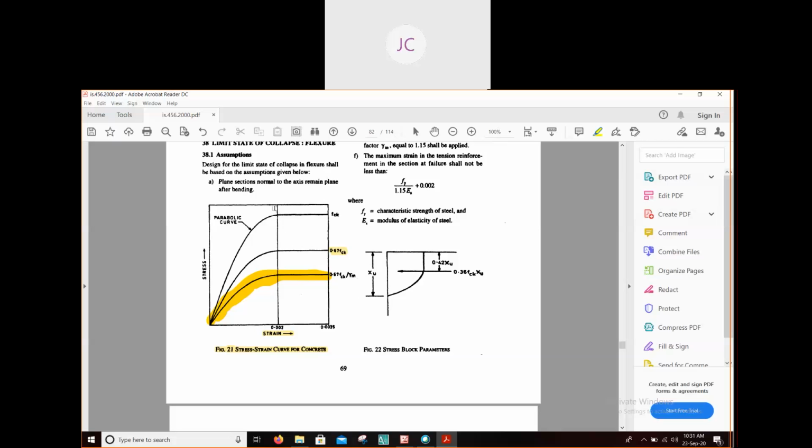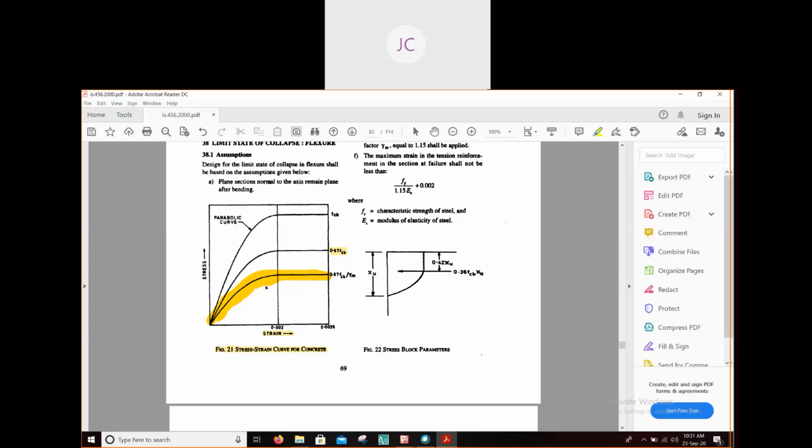Okay, so now what does this line mean? Up to this point you will get the parabolic portion. At this point you will get the maximum strength, and then strain is occurring as you are increasing the load. Beyond this point, if you increase the load, what will happen? This is our ultimate strain, beyond which your structure will fail. So the ultimate strain is 0.0035.